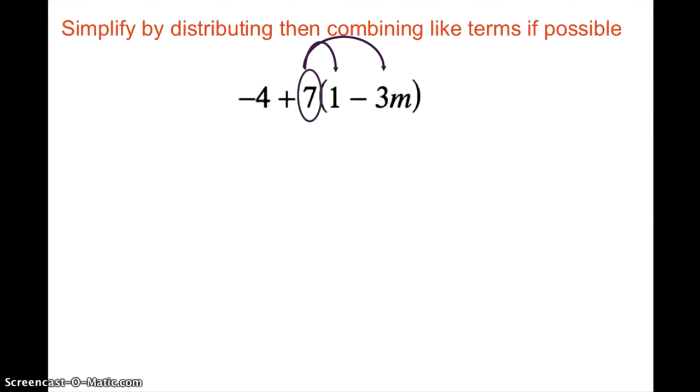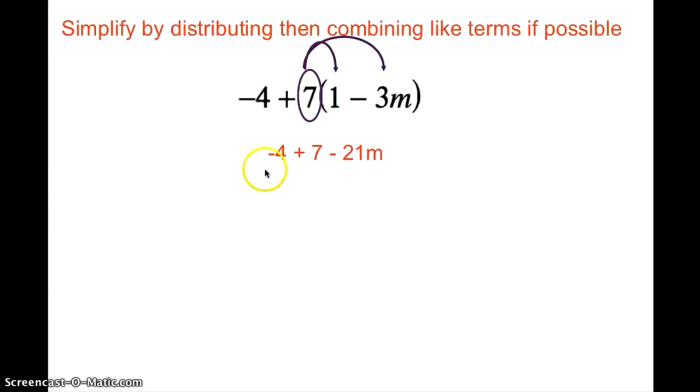When I distribute to both terms on the inside, the -4 that is out front does nothing. And then I'm going to have 7 times 1, which is a +7. And I'm going to have 7 times -3, which is -21. And 21's last name is M. Now that I've distributed, I'm going to combine like terms.